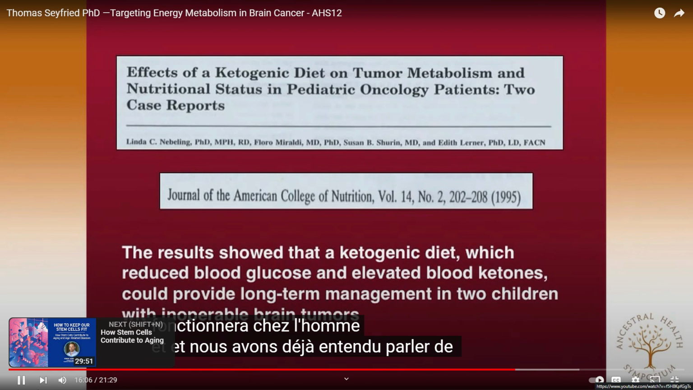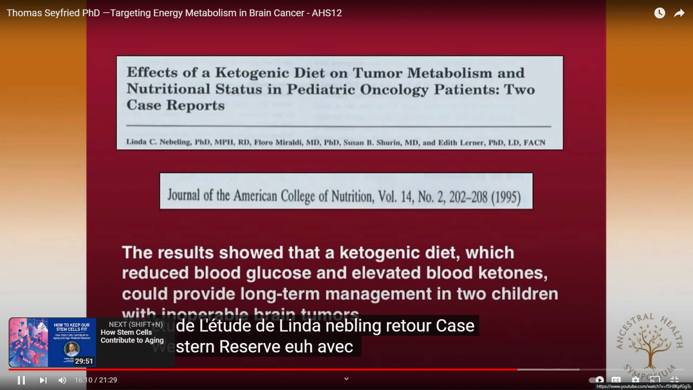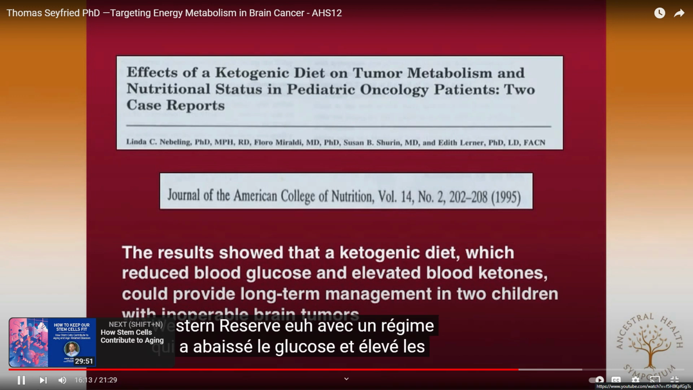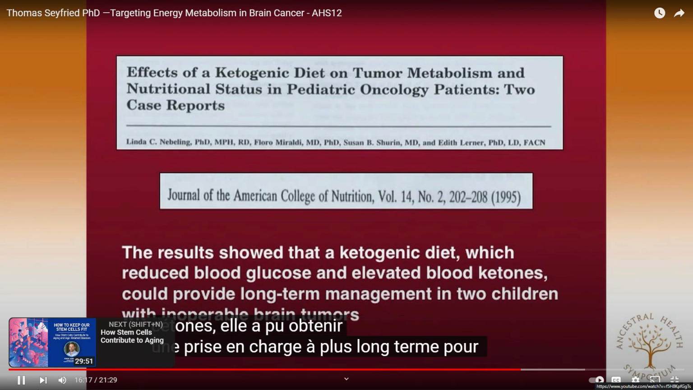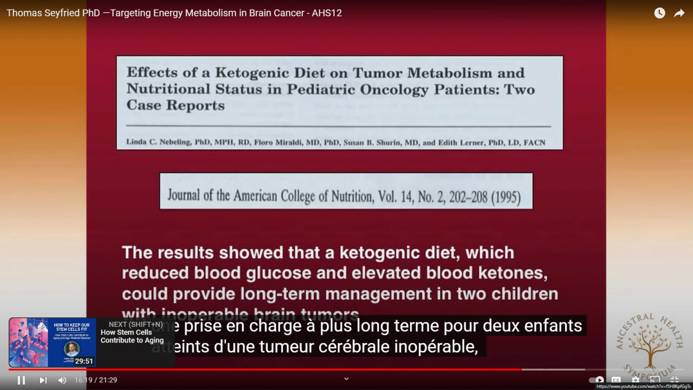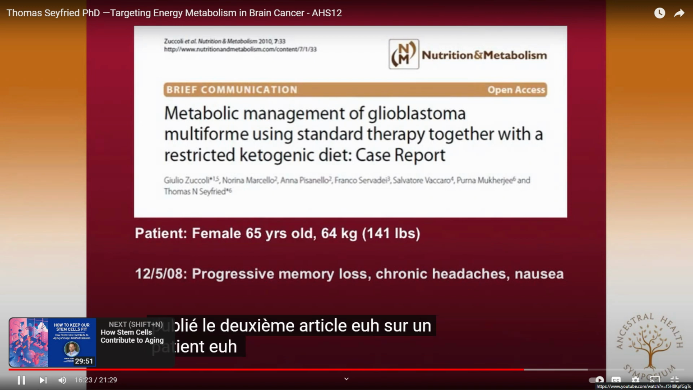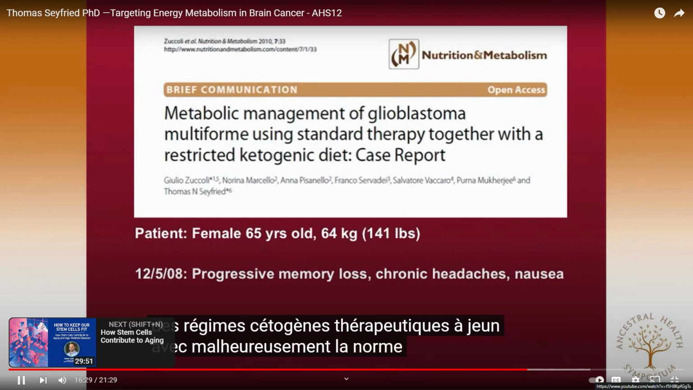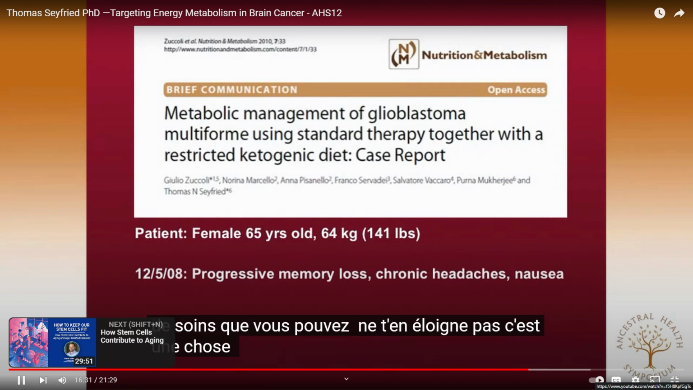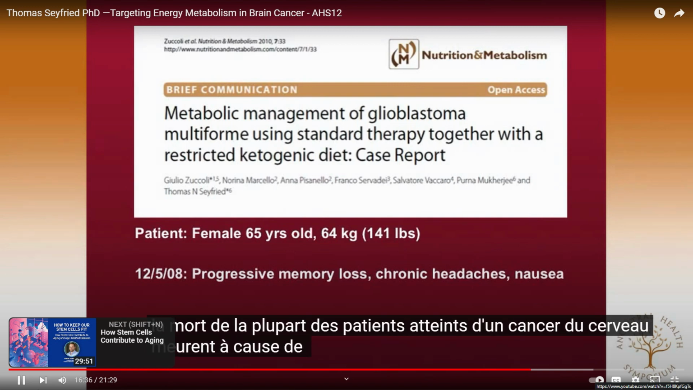We already heard from the first study, Linda Nebling's study at Case Western Reserve, with a diet that lowered glucose and elevated ketones. She was able to get longer-term management for 2 children with inoperable brain tumor. We published the second paper on a patient from Italy using therapeutic fasting and ketogenic diets together, unfortunately, with the standard of care. You can't get away from it. It's a terrible thing. It's responsible for the demise of most of the brain cancer patients; they are dying from the standard of care.